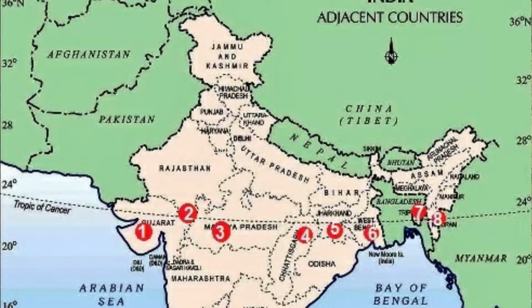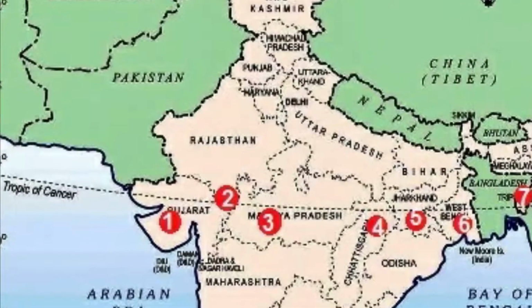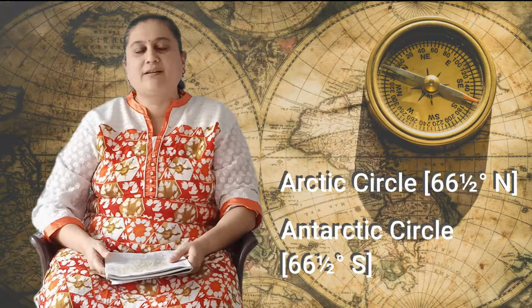Tropic of Cancer passes through India through the states of Gujarat, Rajasthan, Madhya Pradesh, Chhattisgarh, Jharkhand, West Bengal, Tripura and Mizoram. Tropic of Capricorn passes through South America, Australia and Africa. At 66.5 degrees north we have the Arctic Circle, and at 66.5 degrees south we have the Antarctic Circle.